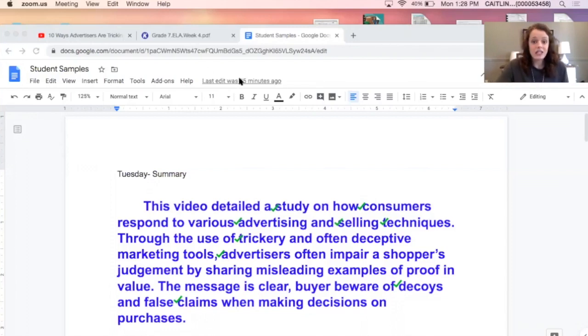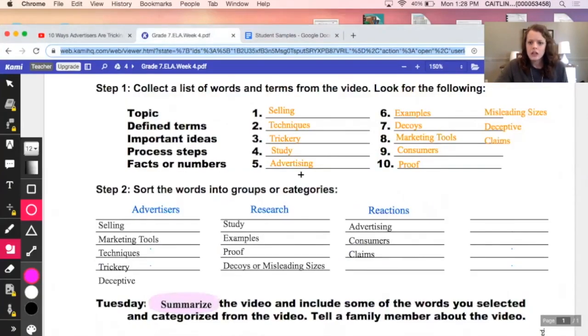Some of the words that I did not include were deceptive. No, that's not true. Some of the words that I did not include were misleading sizes and decoys. No, that's not right either. Some of the words that I did not include were misleading sizes.